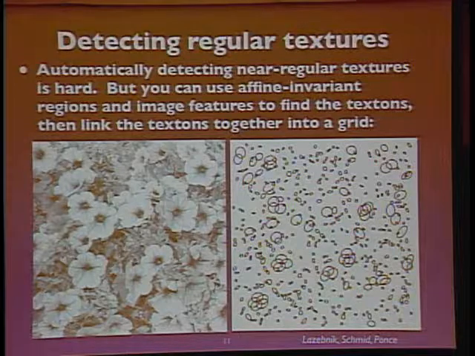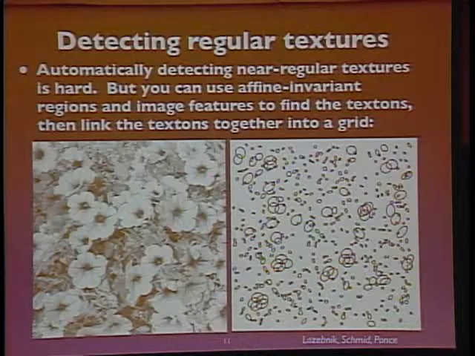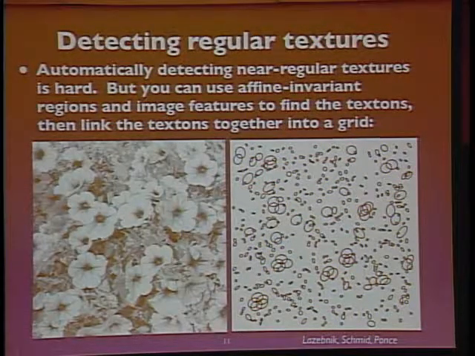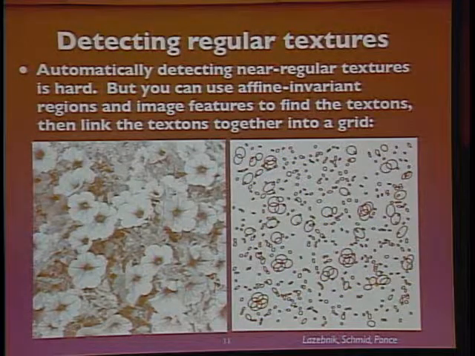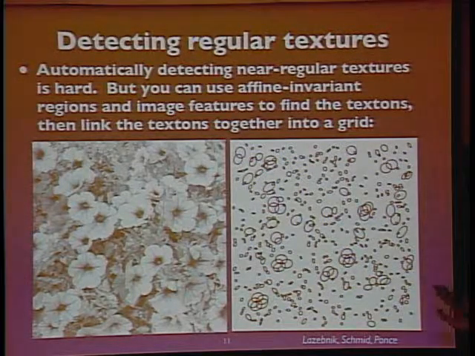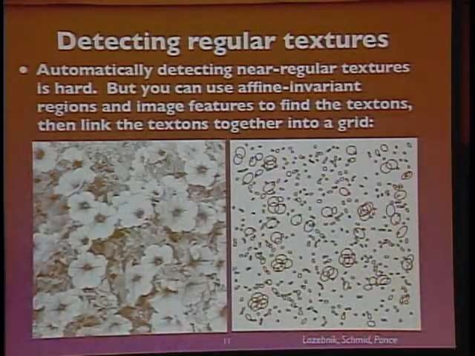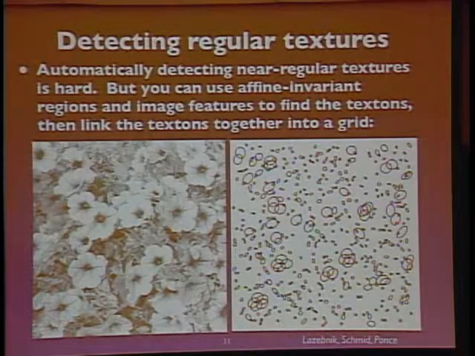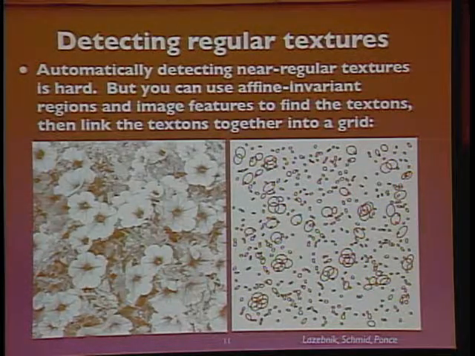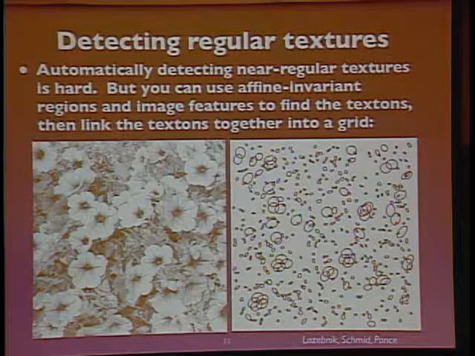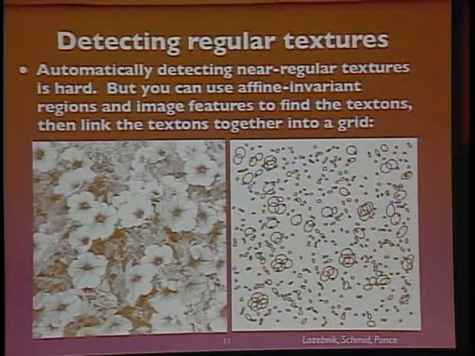And so it shouldn't be too much of a stretch to think that you can then do clustering, which we've also talked about, to group these interesting regions together and then link them together into some kind of a grid. In this case, because it's such a natural scene, it's not clear that there is a regular grid in the x and y directions that was used to generate this particular image. So this is a hard case. But at any rate, you should be able to detect that there are repeated elements, namely the flowers, that are repeated over and over again.